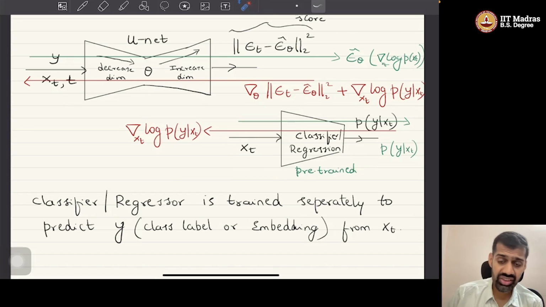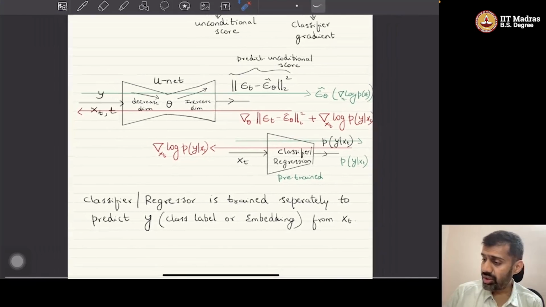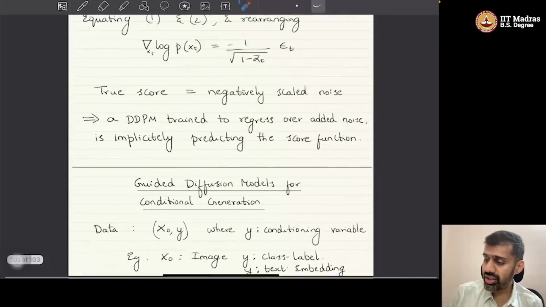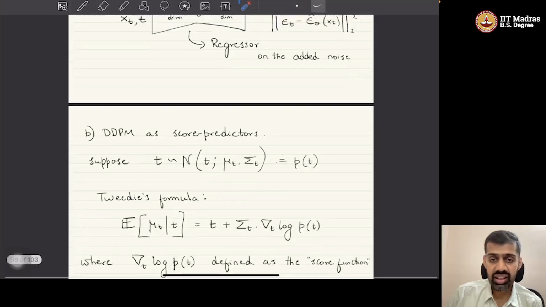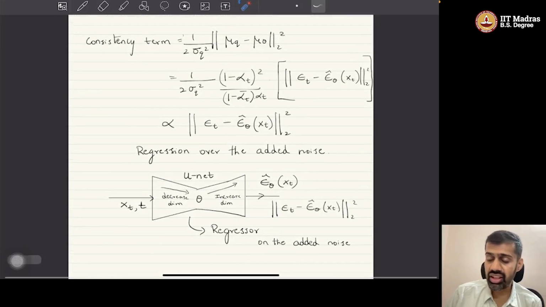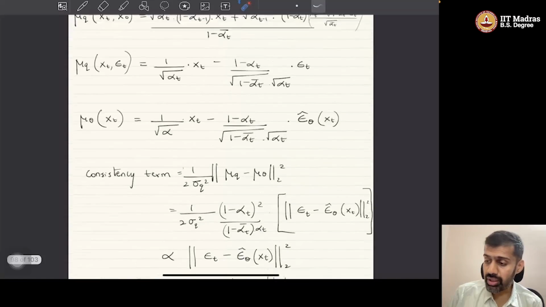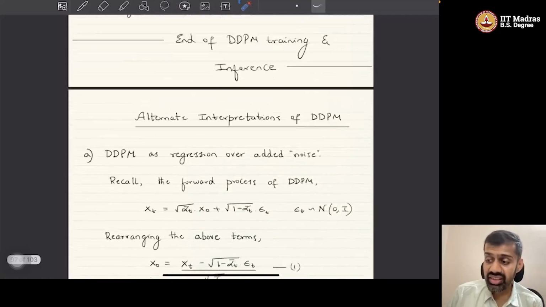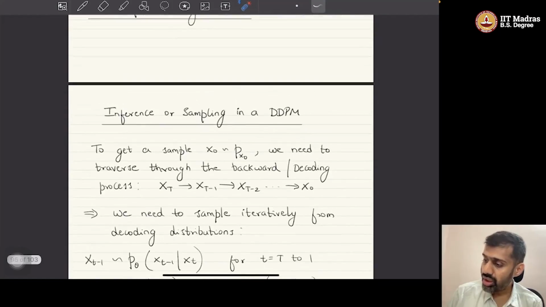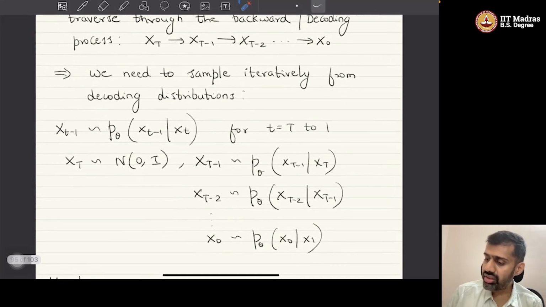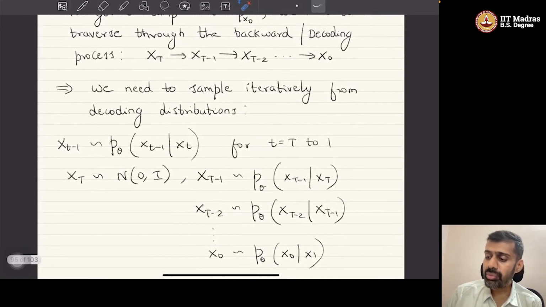Now there is one other question that I assume is obvious, but I'll nevertheless state. So in all these interpretations, training is okay. When we are regressing over one, we can look at regression over different kinds of parameters. Now, does the inference change, is the question? Okay, so once you have trained, how do you do inference? We saw that inference in DDPM is simply sampling through the decoding distribution p theta of xt minus 1 given xt, right? That is what we saw.